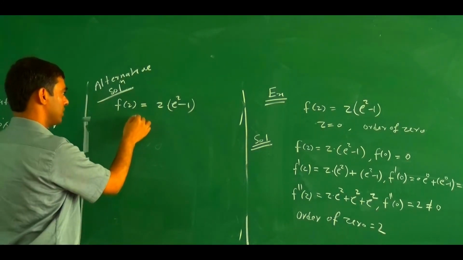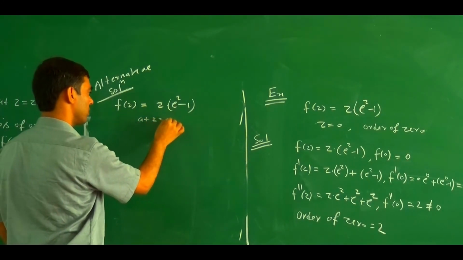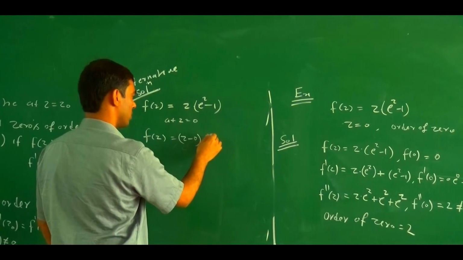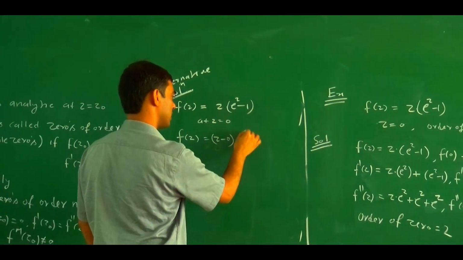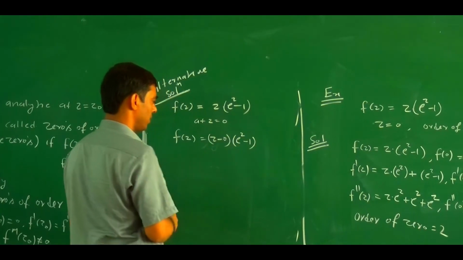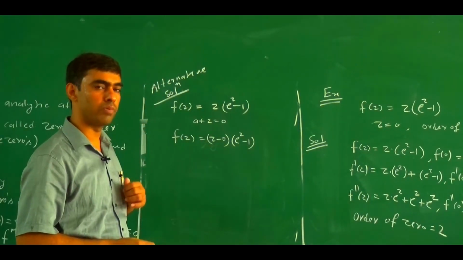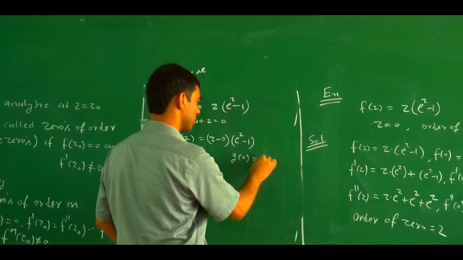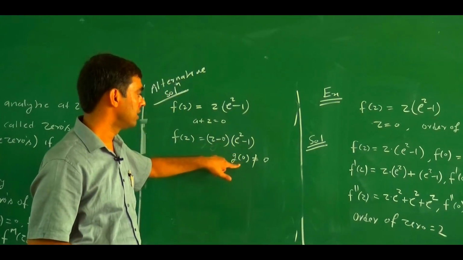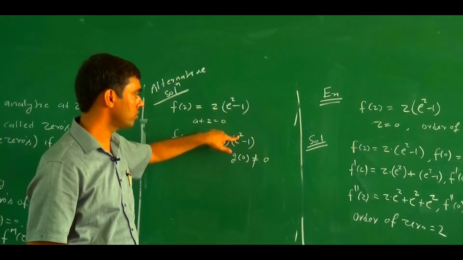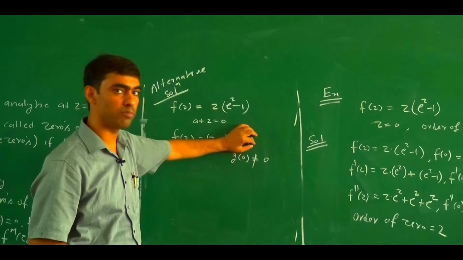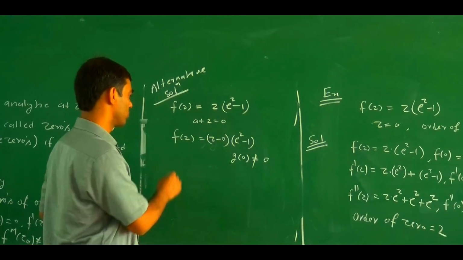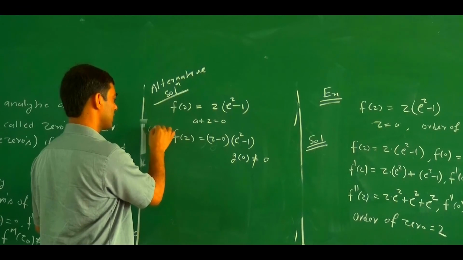So at z equals 0, what will happen? If we write here f(z) equals (z minus 0)(e^z minus 1), and compare, this one is a zero of order 1, provided z0 does not equal 0. But here, what will happen? If you put z equal to 0, this becomes 0. So here the function factor at z0 does not equal 0 fails, so you cannot write this form. So this one is not a correct form.